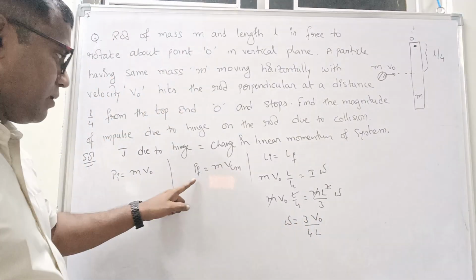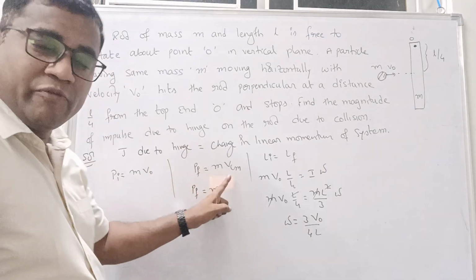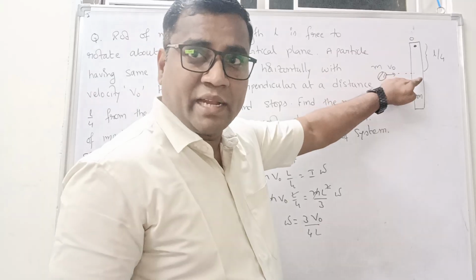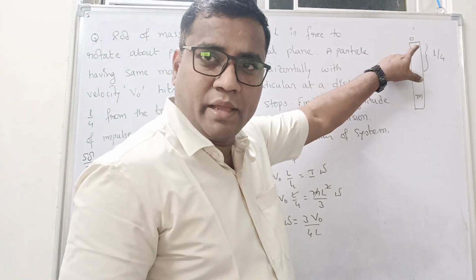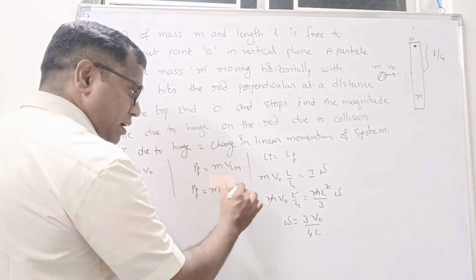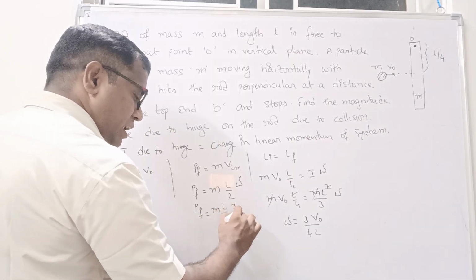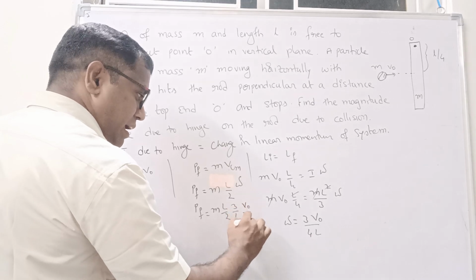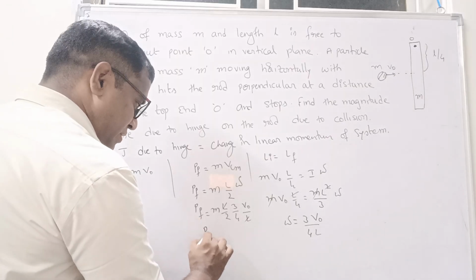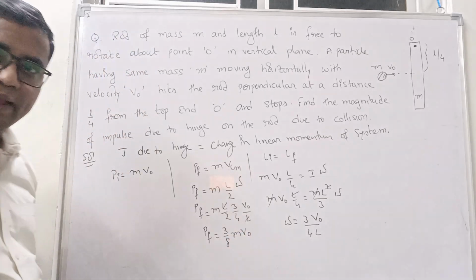Now, Pf can be written as m Vcm. V is equal to r omega. What is r? At the center of mass, the distance will be L by 2. So Vcm is equal to L by 2 into omega. So Pf can be written as m into L by 2, and omega is 3 by 4 v0 by L. This L will cancel, and Pf is equal to 3 by 8 m v0.